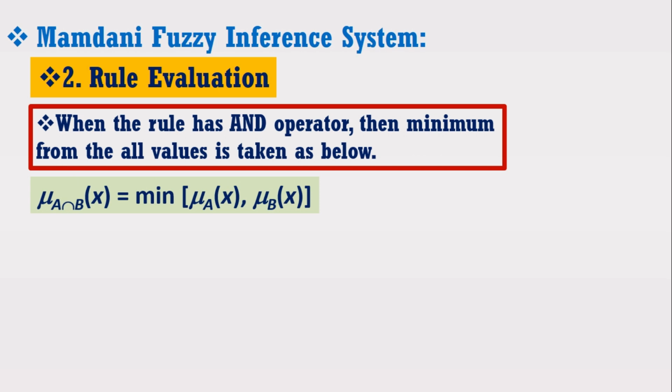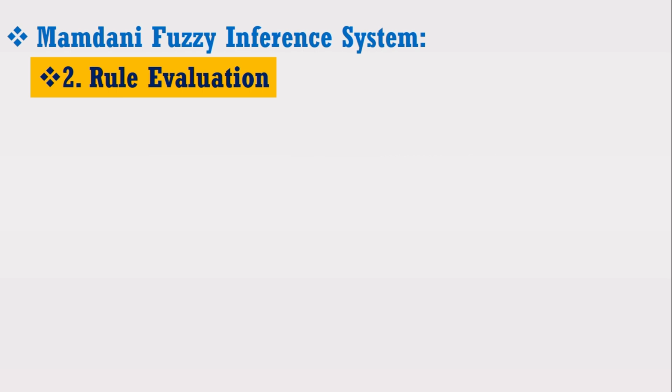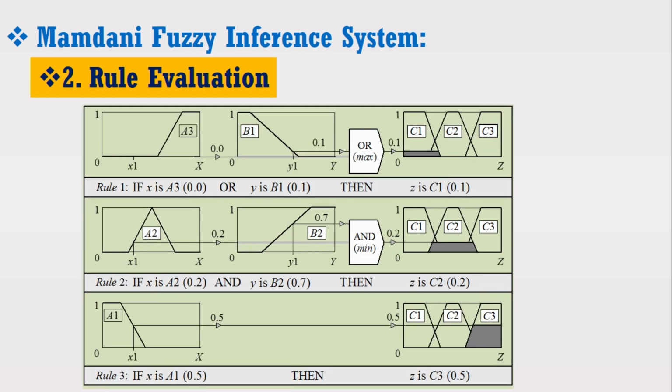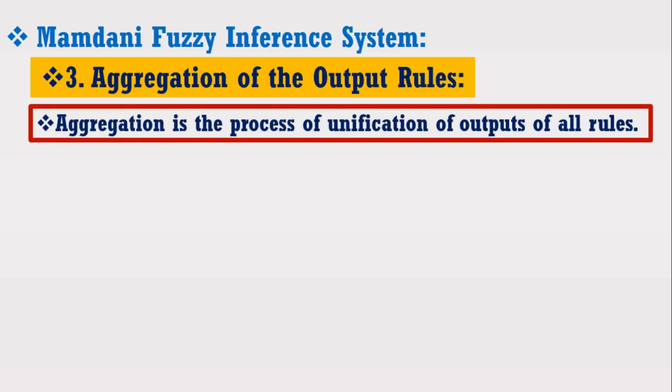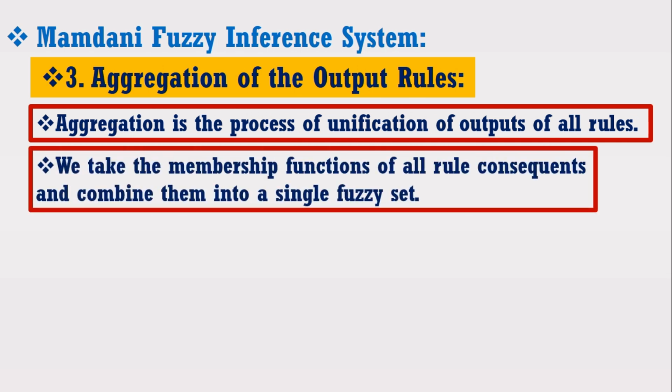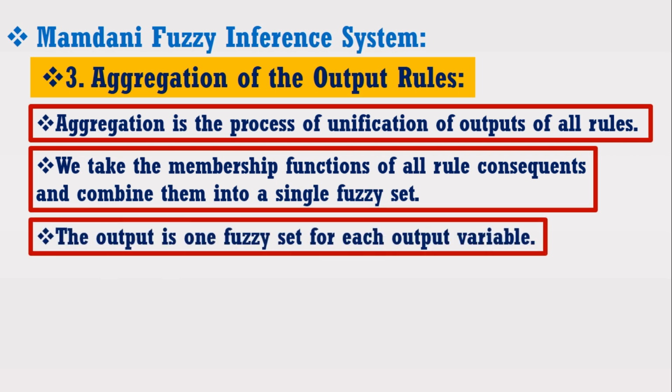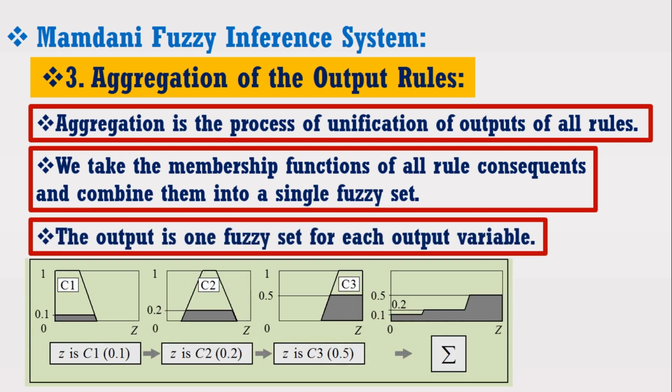Based upon these operators, the aggregated outputs for this case are shown here in this figure. You can see in the first rule the OR operator is used, therefore the maximum value is taken. Whereas in the second rule the AND operator is used, therefore the minimum value is taken. It means that aggregation is the process of unification of outputs of all the rules, in which we take the membership functions of all rule consequents and combine them into a single fuzzy set. The output is one fuzzy set for each output variable. Consider the figure again. Here again 3 outputs are available.